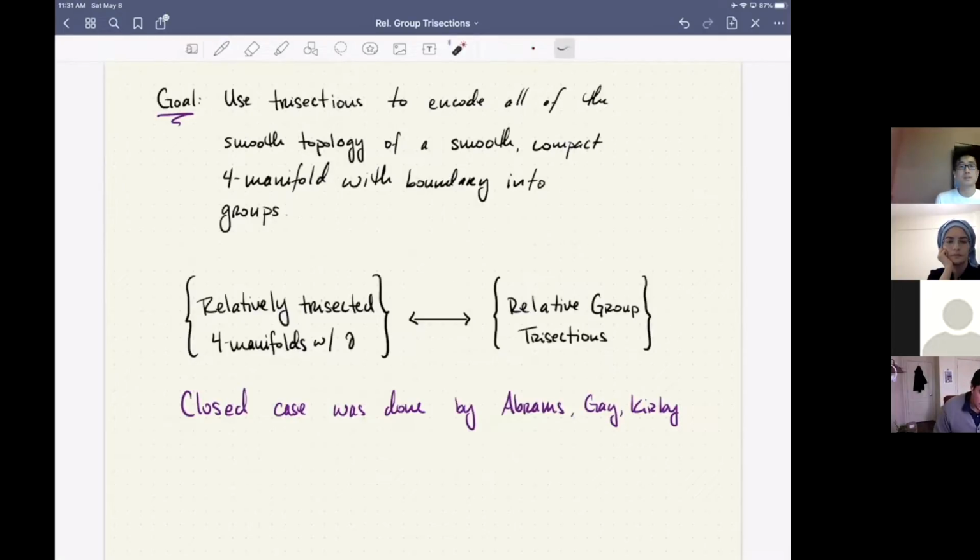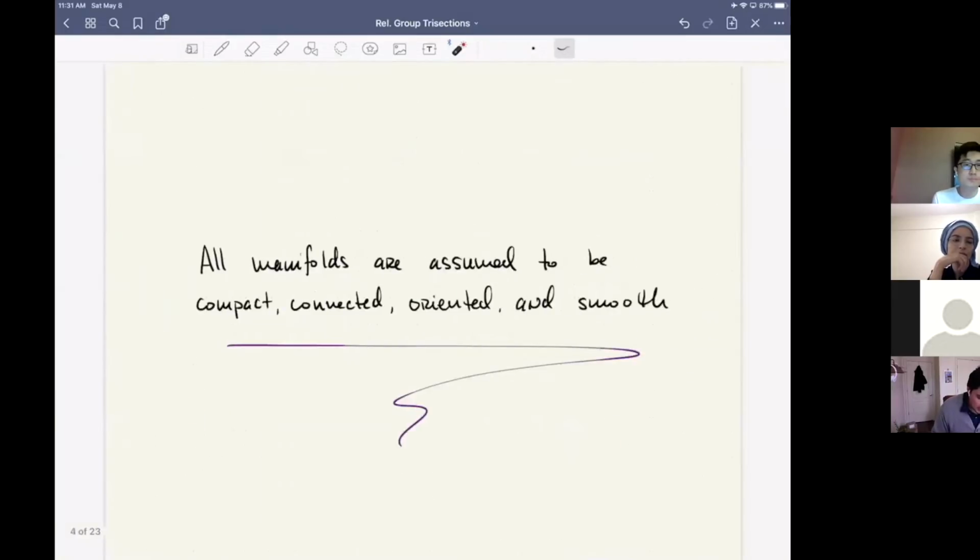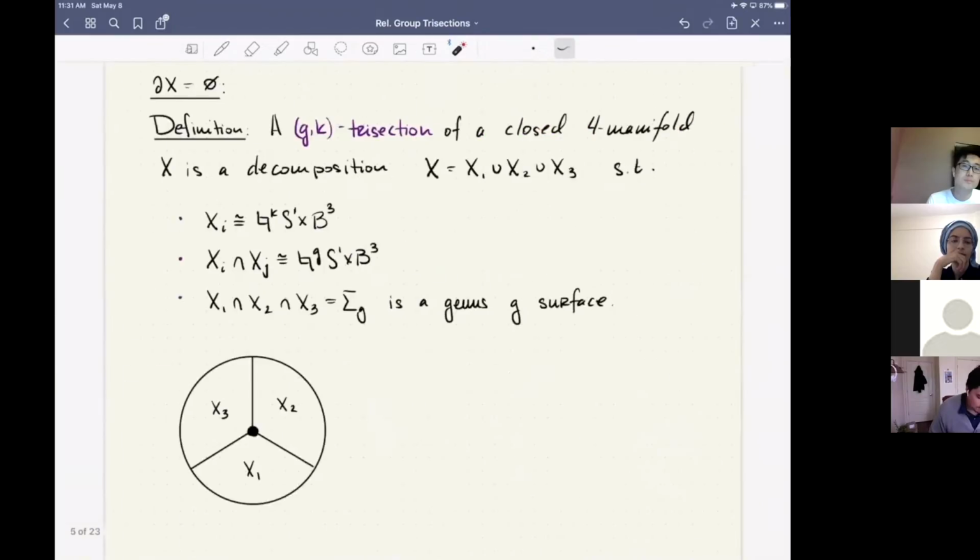So we want to construct a dictionary that goes between manifolds and groups in a nice way. Okay, so all manifolds are going to be assumed to be compact, connected, oriented, and smooth, and for the most part, four-dimensional. Feel free to stop me at any time if you want me to elaborate on anything. But we're going to start off with the closed setting.